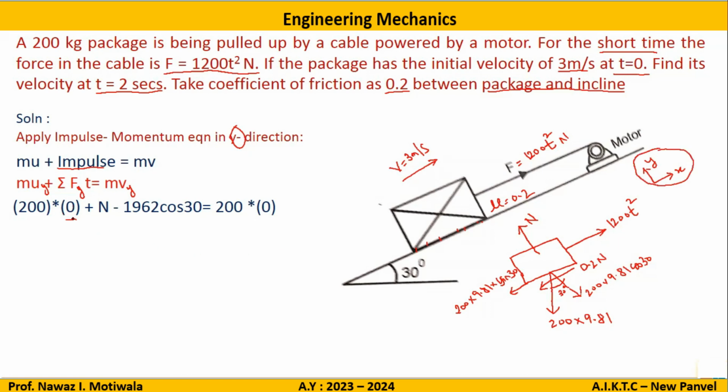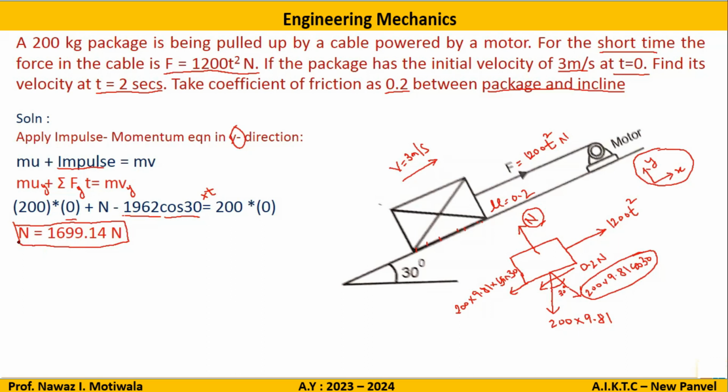So u_y is equal to 0 plus summation of forces in y direction. So summation of forces in y direction will be N going upwards positive minus 200 into 9.81 cos 30, which gives the value of 1962 cos 30, multiplied by t, should be equal to 200, that is mass, multiplied by again velocity in y direction, which is 0. So on solving this I will get the value for N as 1699.14 newtons.